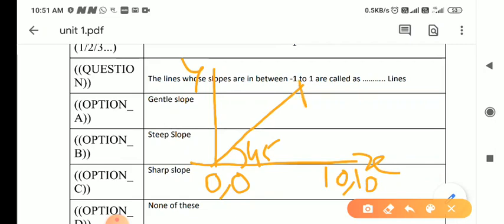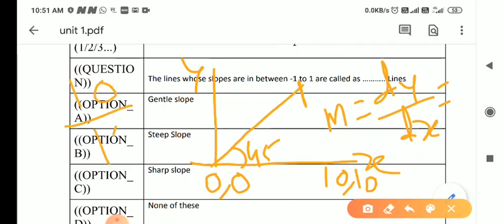So that means if both the values x1 y1 and x2 y2 are the same, and if we find the slope m, which is dy by dx, 10 minus 0 is 10, divided by 10. The answer will be 1. So if the answer is less than 1, the slope can be like this. Same thing for the negative slope. So if the value of slope is less than 1 and up to -1, this is called the gentle slope.